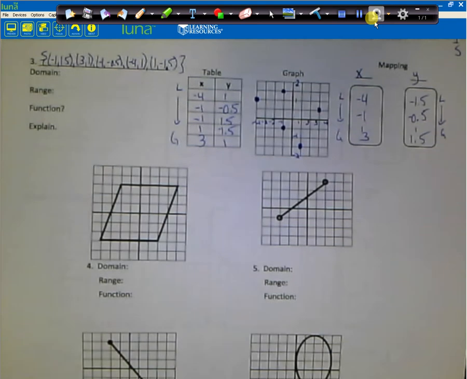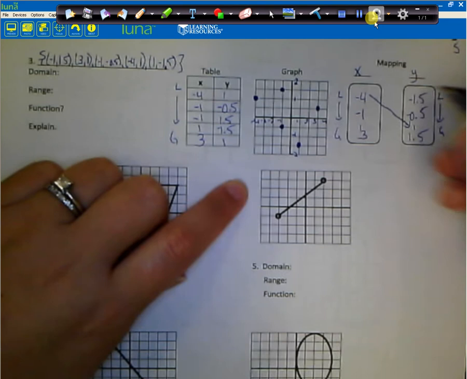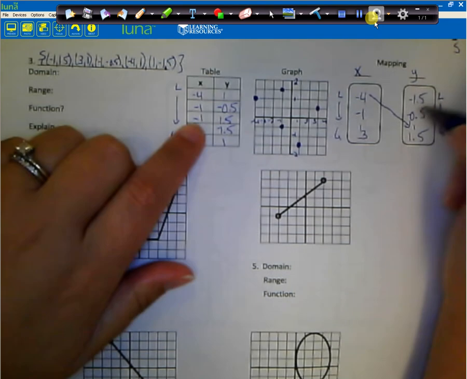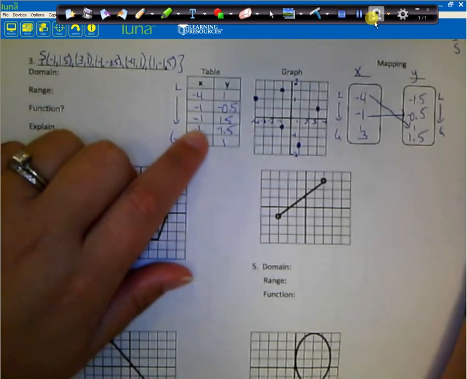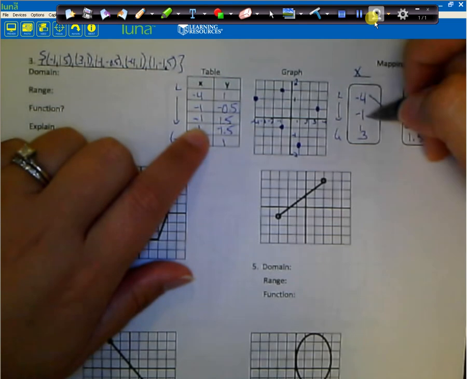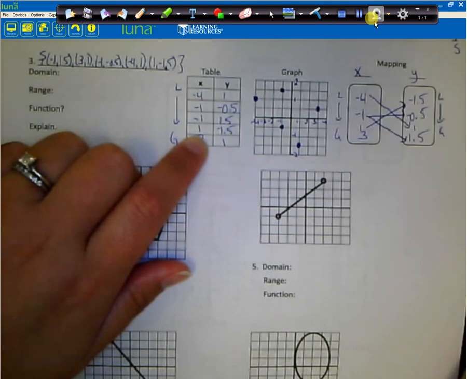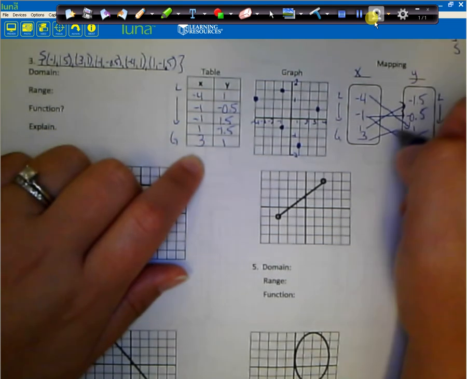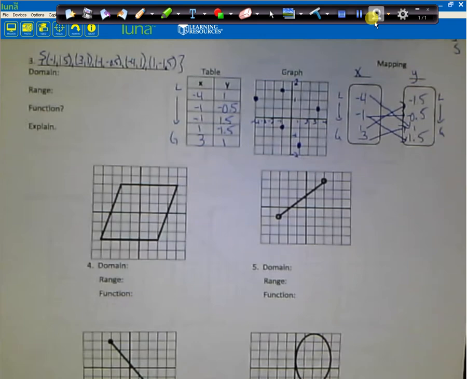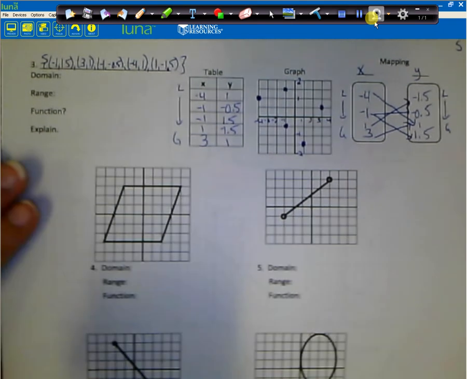Then I'm going to draw my arrows. Negative 4 is going to the 1. Negative 1 is going to negative 0.5. Negative 1 is going to 1.5. 1 is going to negative 1.5, and the 3 is going to the 1. So there's my mapping. Now I'm going to go over here and state my domain and range.